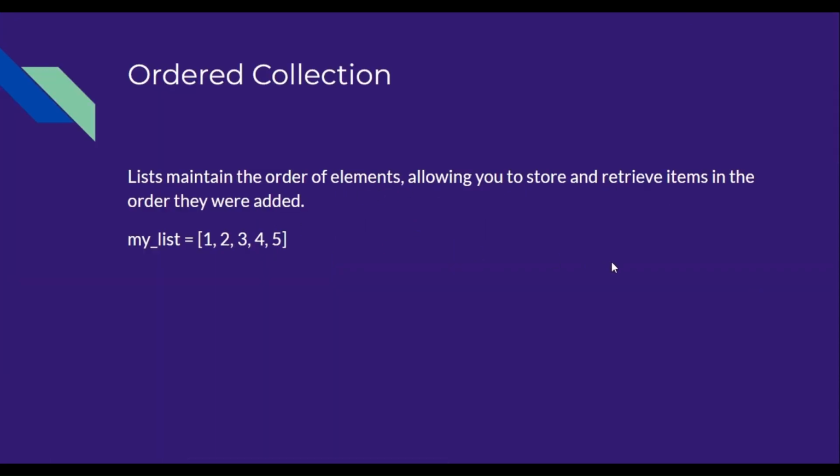First one is ordered collection. Whenever you need an ordered collection, at that time you can use this list. We know that list is an ordered data structure, means the order in which you have added elements, that order is maintained. So here I have given list maintain the order of elements, allowing you to store and retrieve items in the order they were added. We have seen list manipulation functions, so using those you can add or retrieve elements from list.